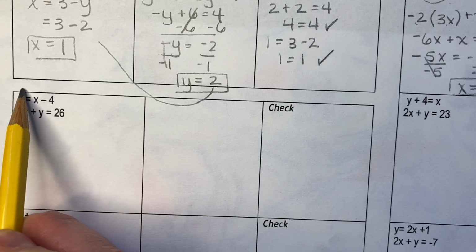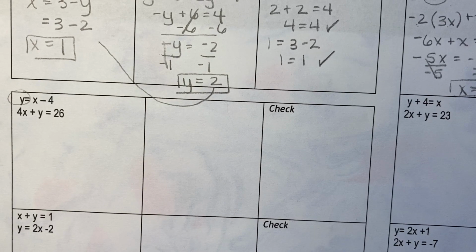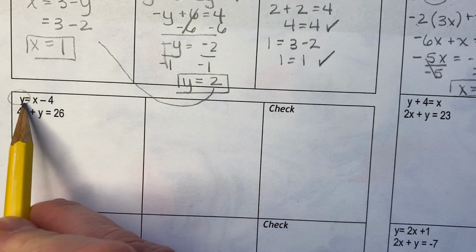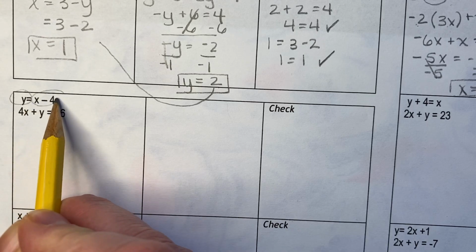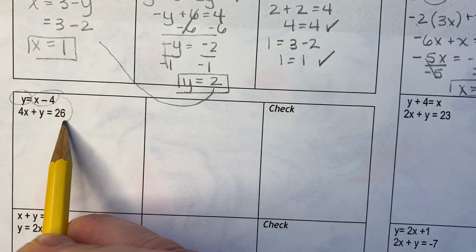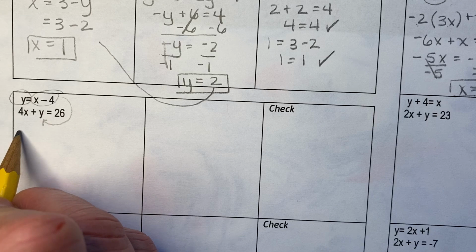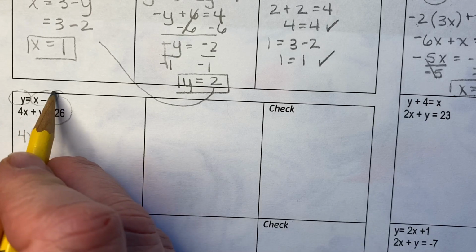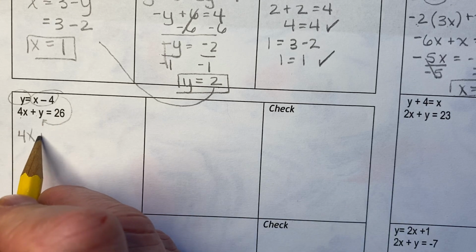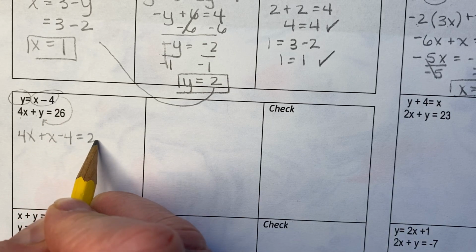Whenever you see a variable by itself, that's a great time to use substitution because it's telling us that y equals x minus 4. So I can take this x minus 4 and substitute it in for the y variable and then solve for x. So let's go ahead and do that. I start out with 4x. And then it's plus y. Well, I know that y is x minus 4, so I add x minus 4 equals 26.